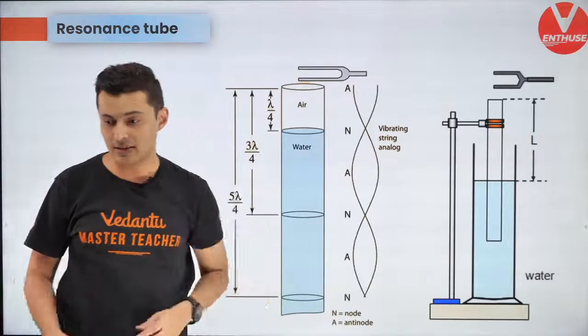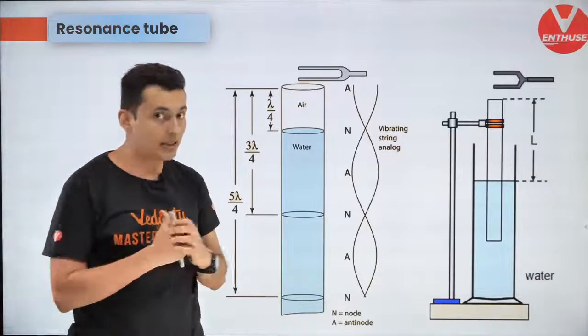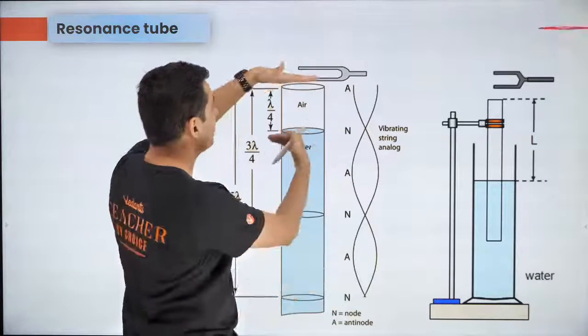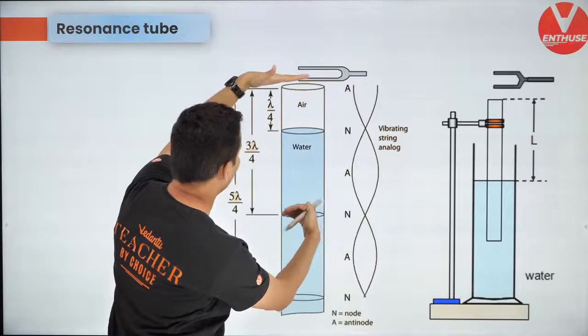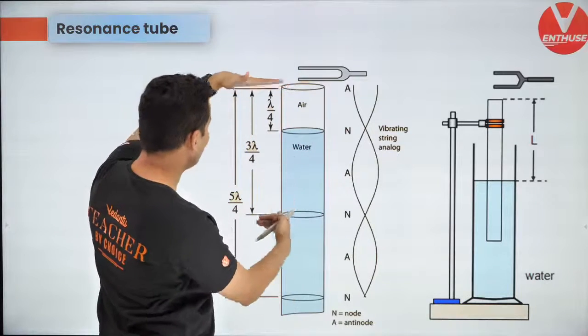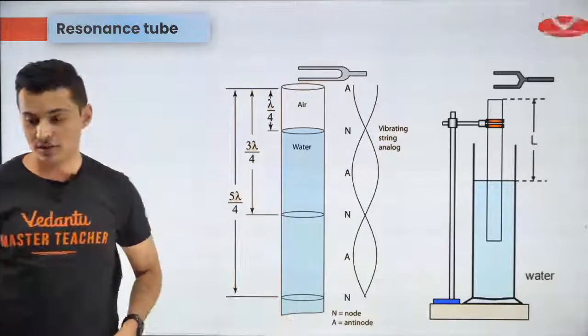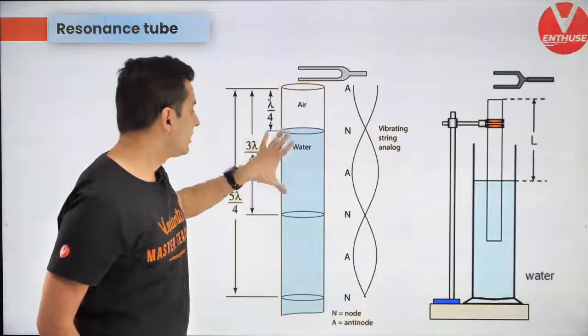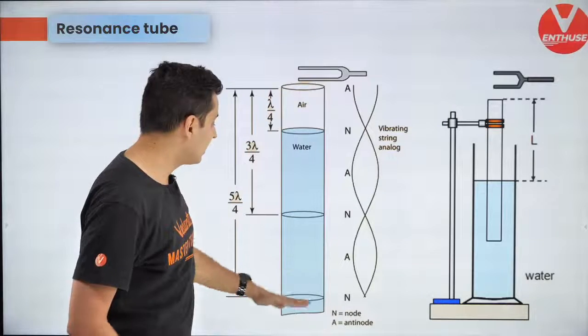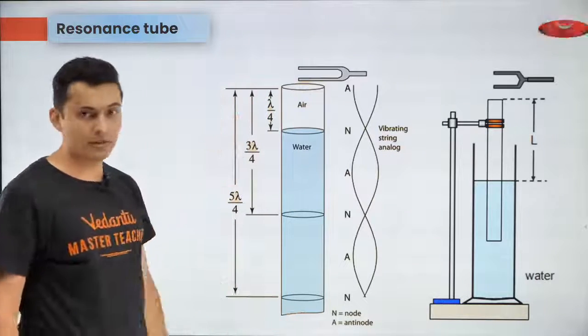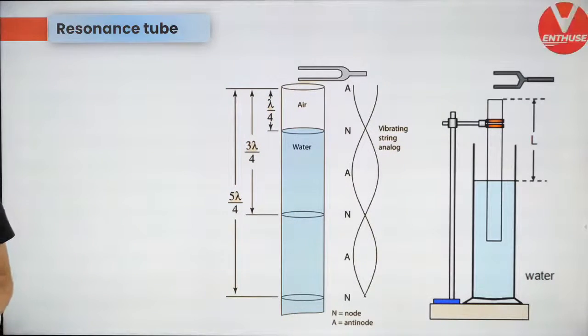I hope this makes sense. Is it making sense, guys? So first time you get loud sound is lambda by 4. Next time you get it is when it is 3 lambda by 4. And next time you will get it when it is 5 lambda by 4. That's how it works. So here n is 1. Next time n is 3. Next time that odd number is 5. Keep this in mind. Okay, cool.